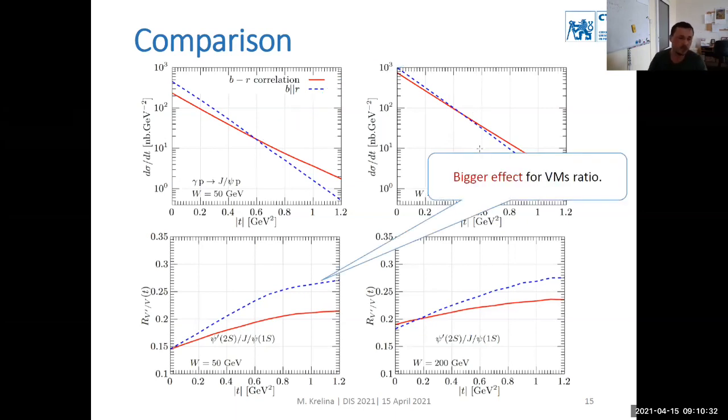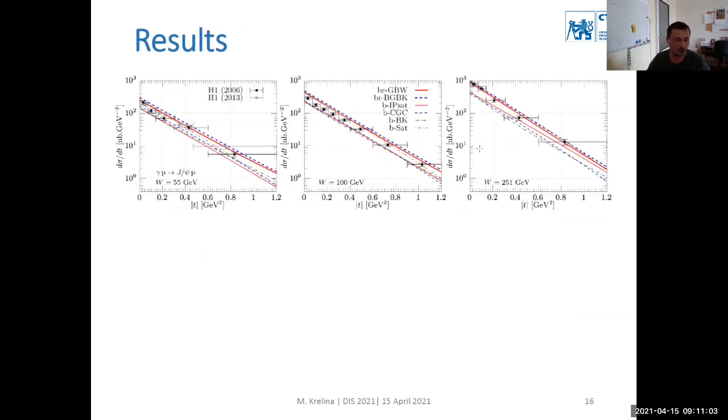And an even bigger effect we can follow in the ratios of, for example, psi prime 2s over J/psi 1s state. In general, including in our previous works, we found that this ratio of higher state over lower state could be a very good measurement in the future, that can exclude some models of dipole cross sections, of the wave functions, and so on.